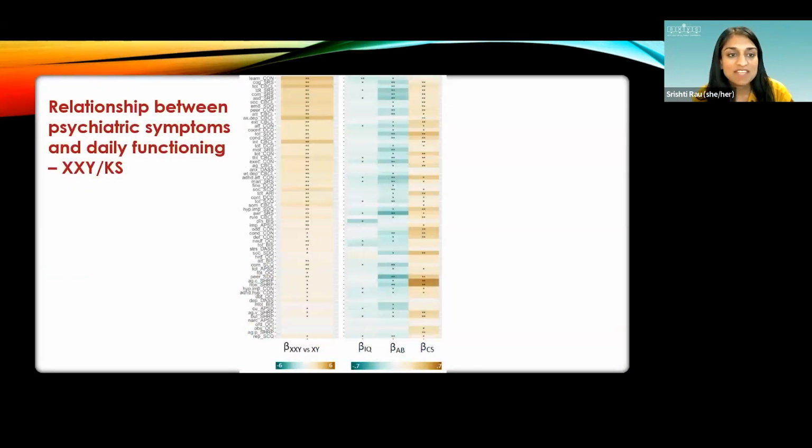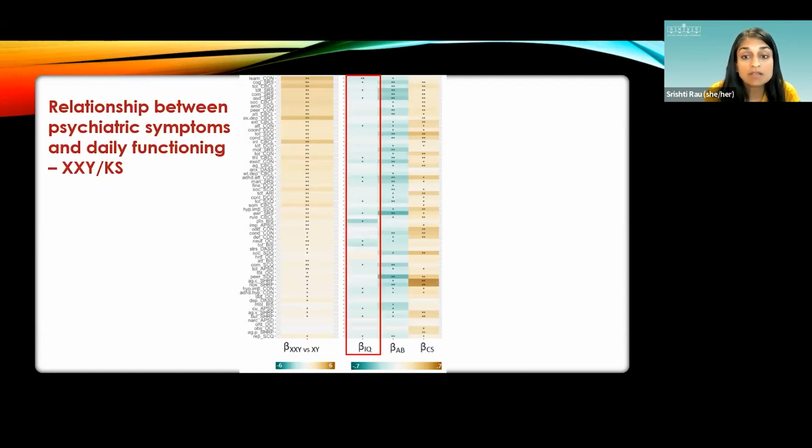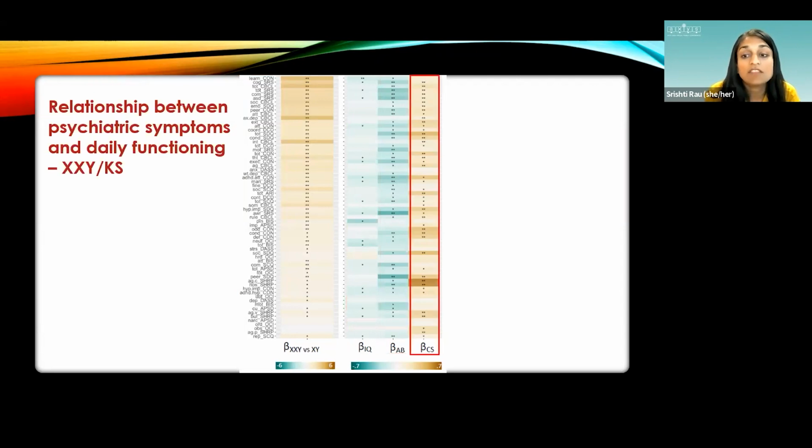All right, so this graph here is similar to the one I showed you before, but in terms of looking at the relationship of psychiatric symptoms to aspects of daily functioning, this bar on the left represents those effect sizes, looking at the impact of those scales and how different they are compared to XY controls. This first column here is showing the relationship of each psychiatric scale to IQ. The second bar here is showing the relationship of each scale to adaptive functioning. And the third column here is showing the relationship of each scale to caregiver strain.